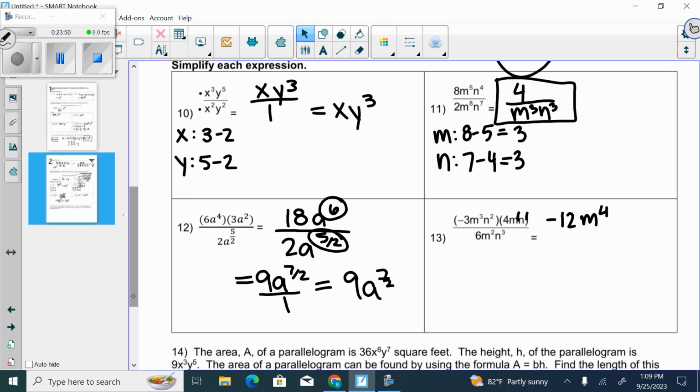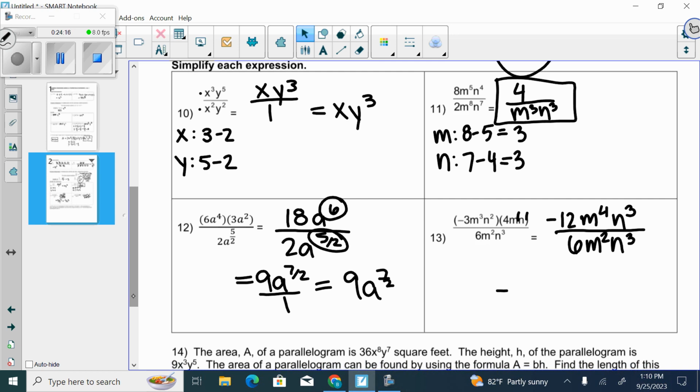All right, for n, 2 and 1 gives me n to the third. Very good, yes. Over 3 plus 1. Oh, yeah. And then this is all still over that 6m squared n to the third, right? Okay. What do I do with the -12 and the 6? Divide. And what do we get?